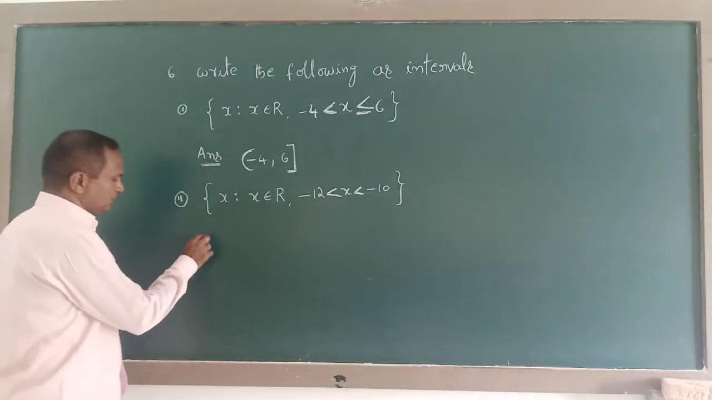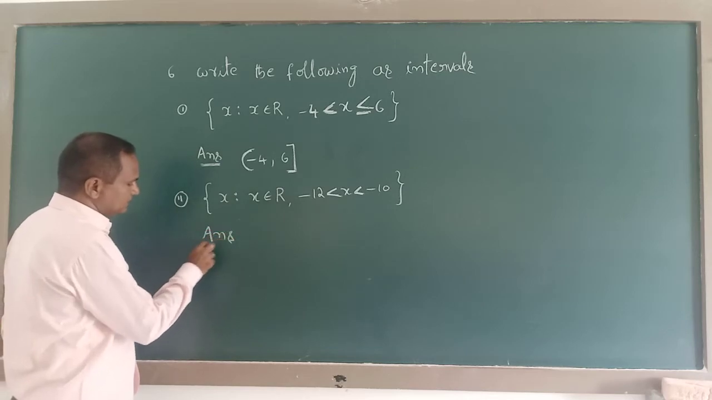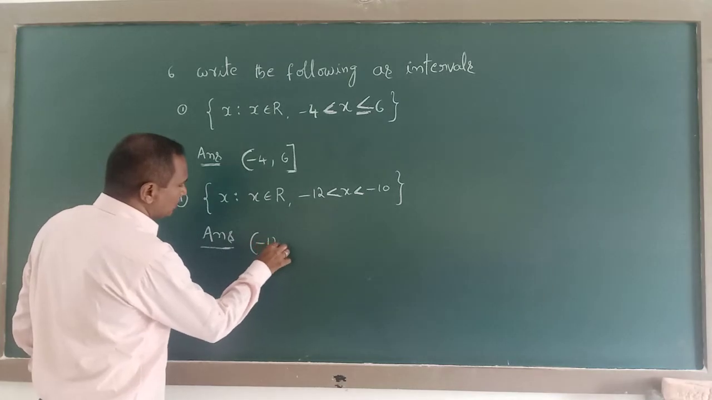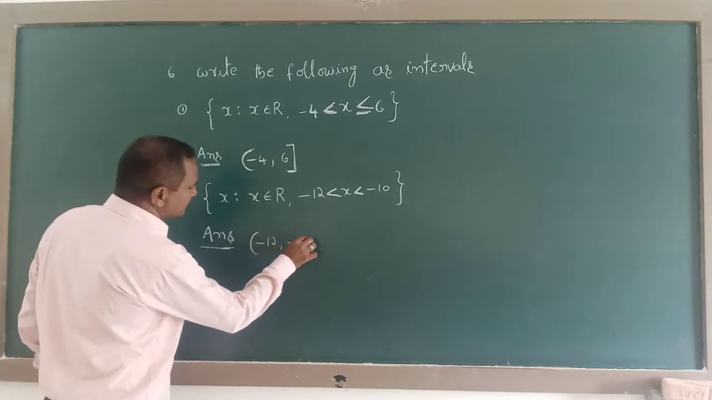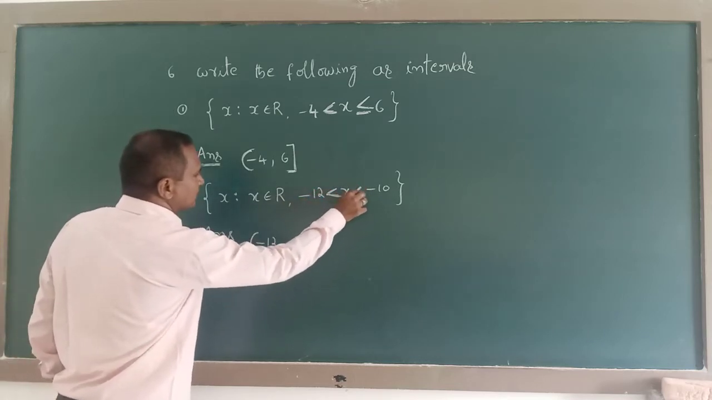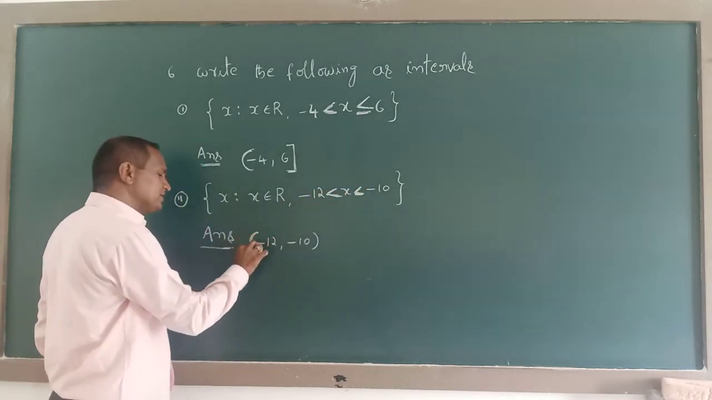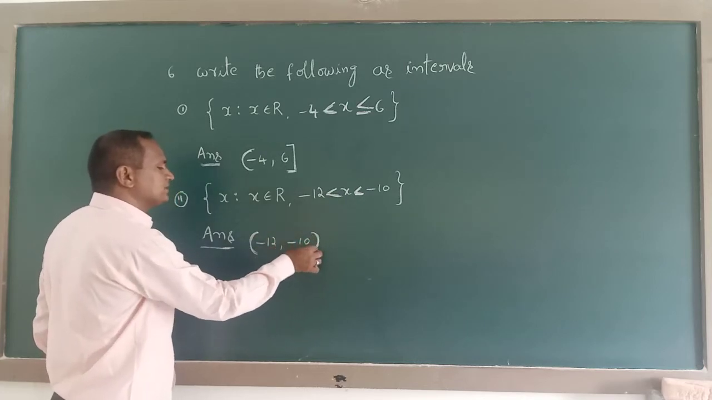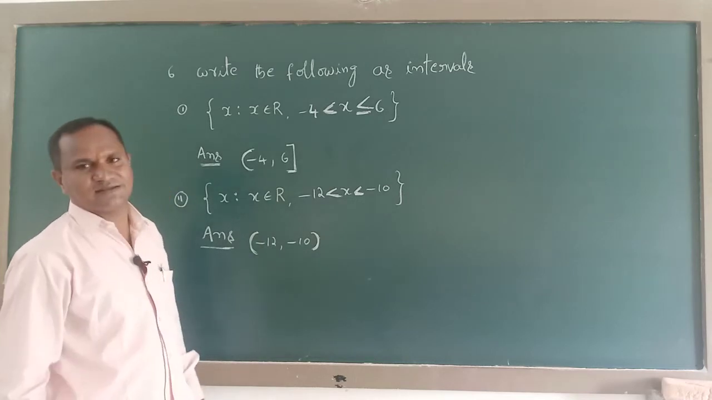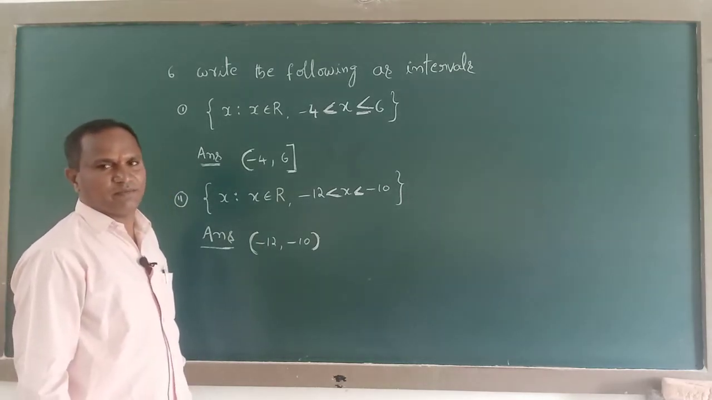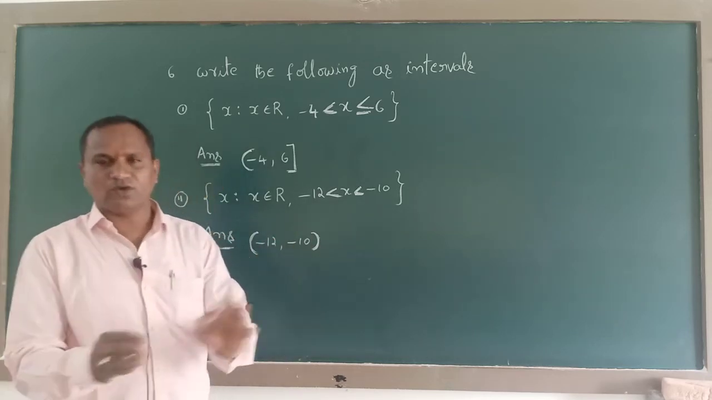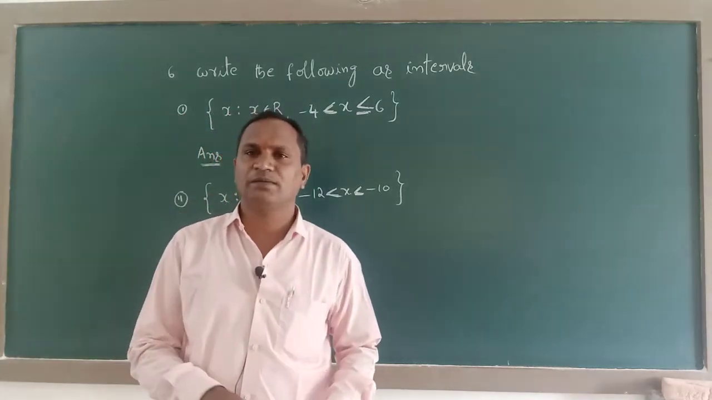The answer for this is (-12, -10), open interval. Because on both sides only the strictly less than symbol is there. That's why on both endpoints we are taking curved brackets. These types of curved brackets are called open intervals. Open interval means exclude -12 and exclude -10. Between those we must consider all real numbers.